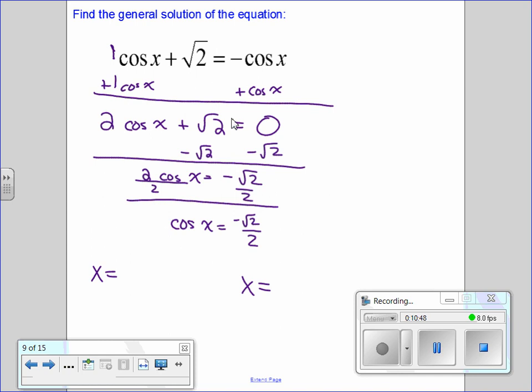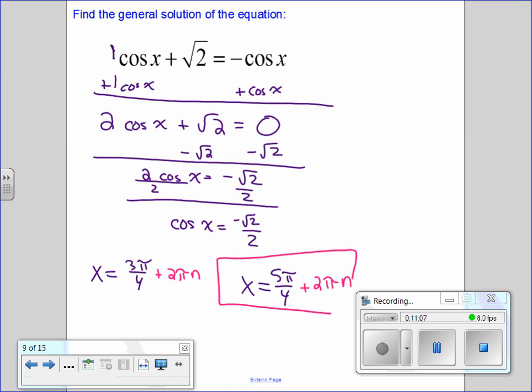Did you find any of the locations yet? I see one up at 3 pi over 4, and another one down at 5 pi over 4. And then we'll just add our plus 2 pi n, and the problem is finished.